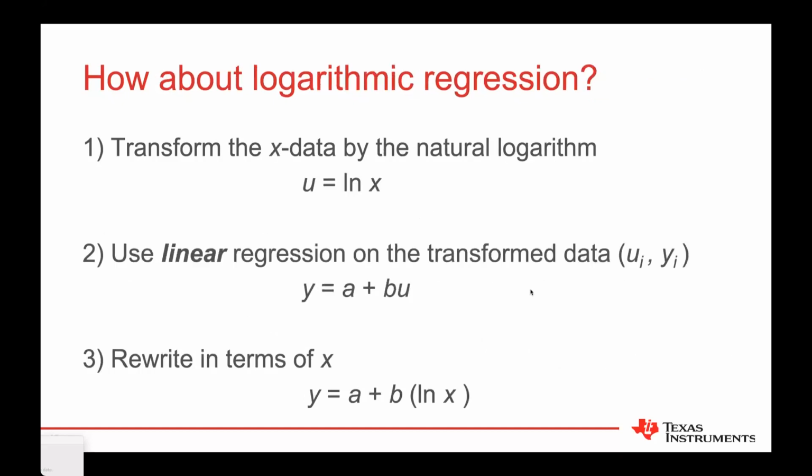How about logarithmic regression? Well, that's just transforming the X data by taking a natural logarithm, then using linear regression on that transformed data. In other words, your new logarithmic X values, I'll call them U here, doing linear regression on the U, Y pairs, and then rewriting back in terms of natural log. So that's how the logarithmic regression is done on the TI-84 and the TI-Nspire.